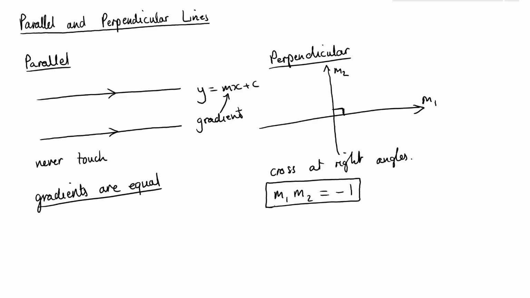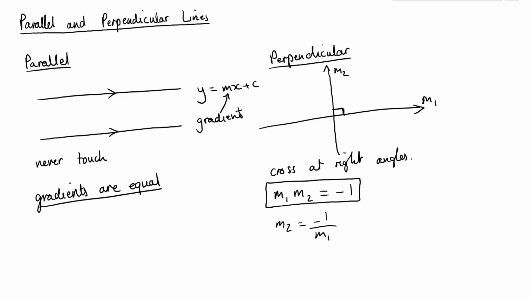Now, sometimes this is referred to as looking at the negative reciprocal. So they're the negative reciprocal of each other, because if I knew what m1 was, then I could work out m2 by doing -1 over m1. That's just by rearranging this formula here.